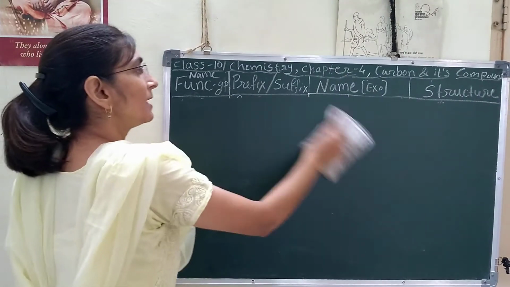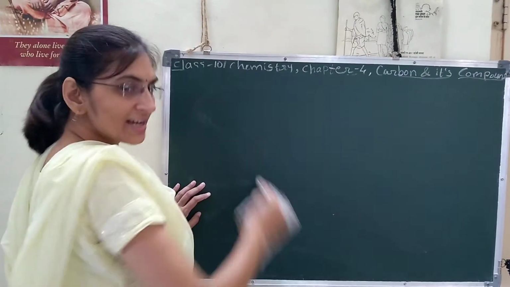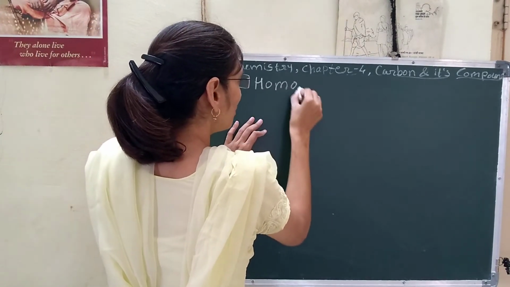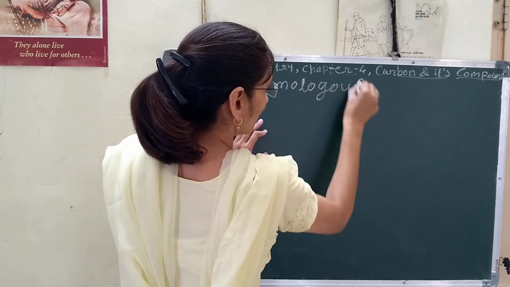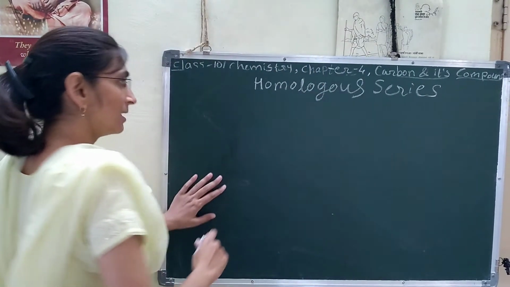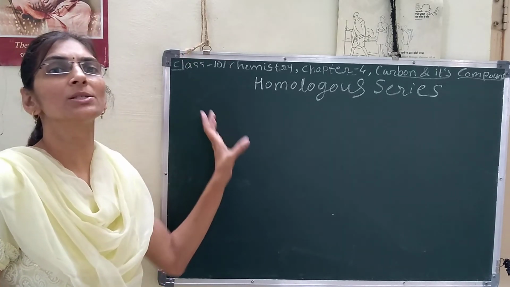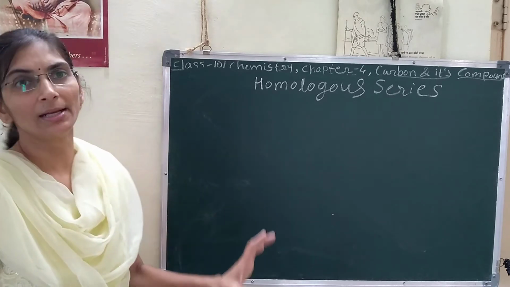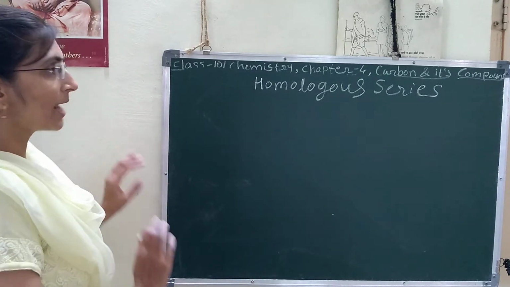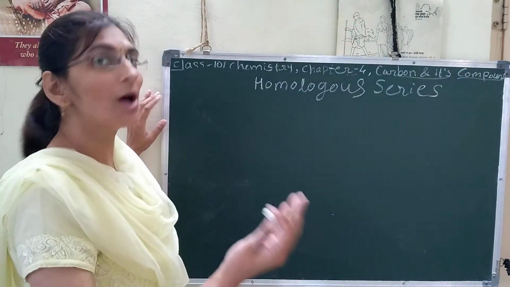So first we will see the homologous series of alkane, alkene and alkyne. So the next topic is homologous series. What is meant by homologous series? The series of a particular functional group is called a homologous series. Only one type of functional group should be there in that series. And what is the speciality of that series, we will see. First we will see the homologous series of the alkane group.